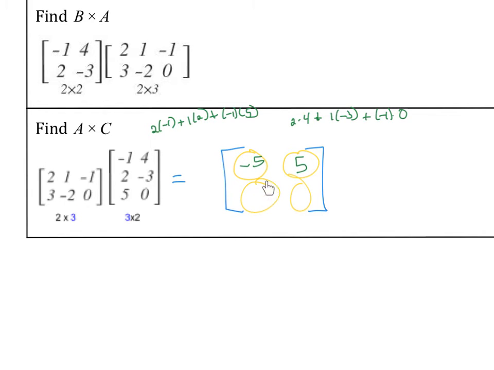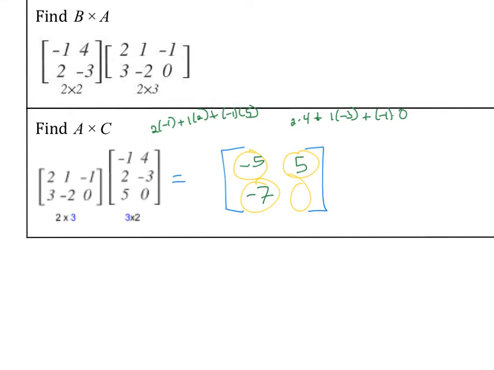Moving on to this entry, the second row, first column. So I'm going to use the second row, first column, multiply these, plus multiply these, plus multiply these, which is going to give us what? -3 plus -4 is -7, plus 0 still is -7.